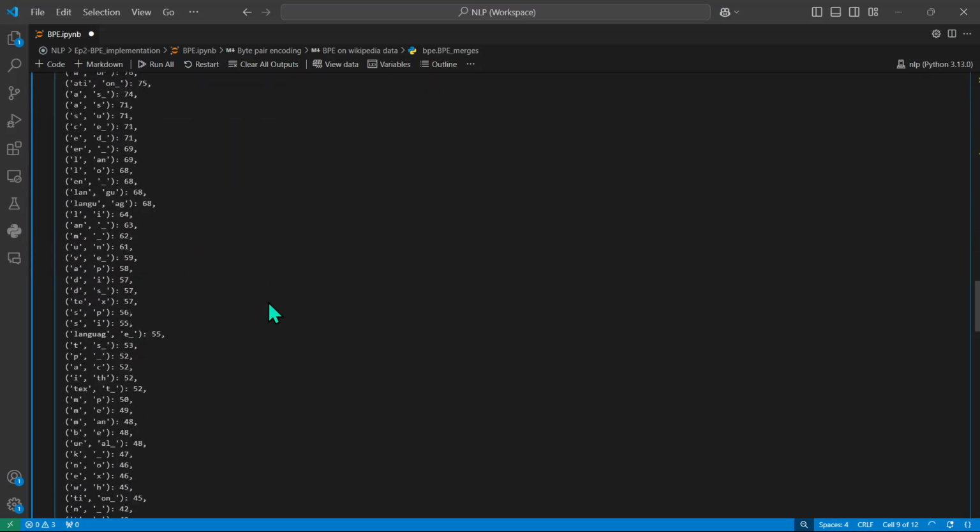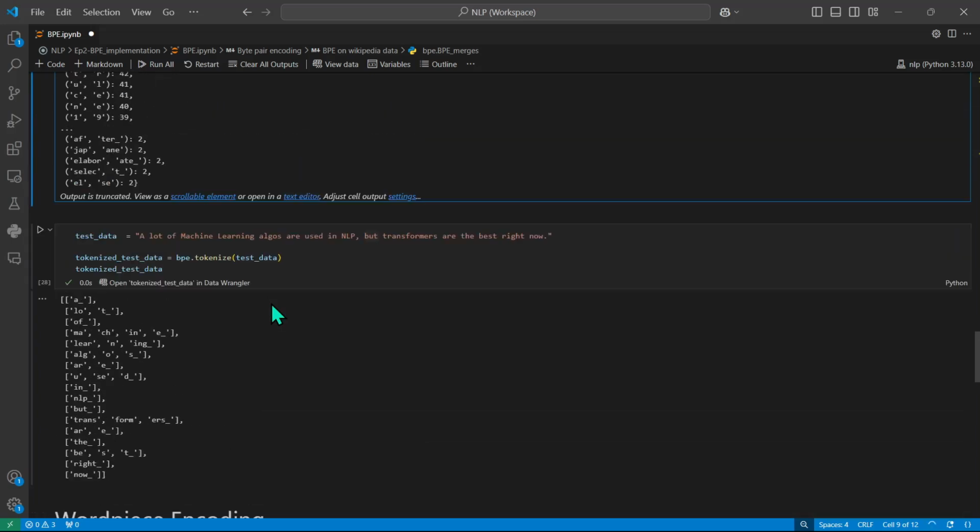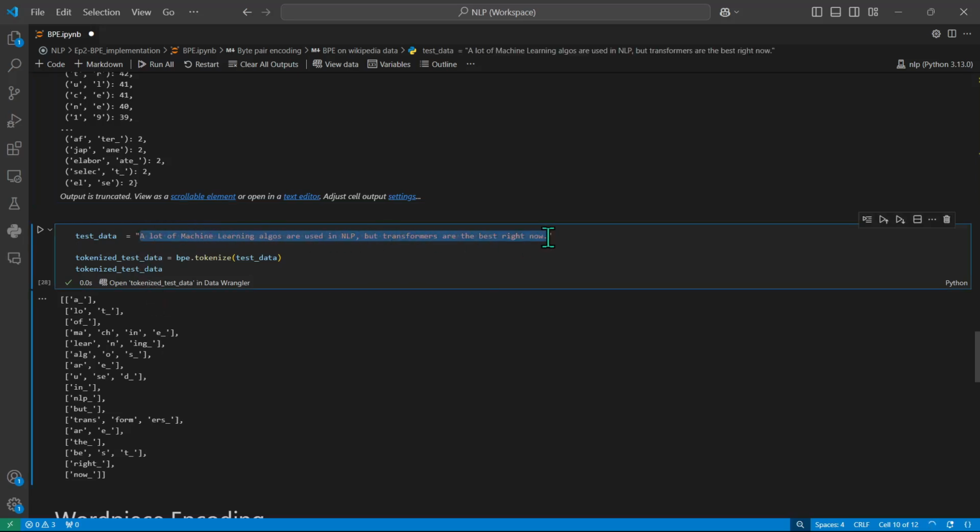Now let's use test data to test how it is tokenizing. I'm going to take a test sentence, and the sentence will be very similar to NLP, so close to the NLP domain. It will be talking about the NLP domain: a lot of machine learning algos are used in NLP, but transformers are the best right now. I have kept this sentence intentionally NLP focused because I wanted to see how it is recognizing the data.